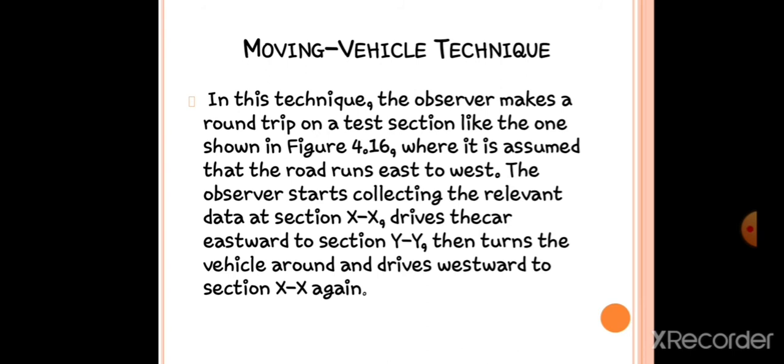So, the moving vehicle technique. What is the moving vehicle technique? In this technique, the observer makes a round trip on a test section like the one shown in figure 4.16, where it is assumed that the road runs east to west. The observer starts collecting the relevant data at section X-X, drives the car eastward to section Y-Y, then turns the vehicle around and drives westward to section X-X again.